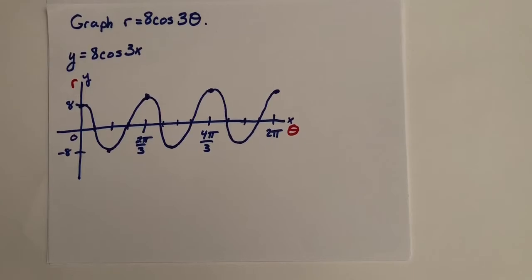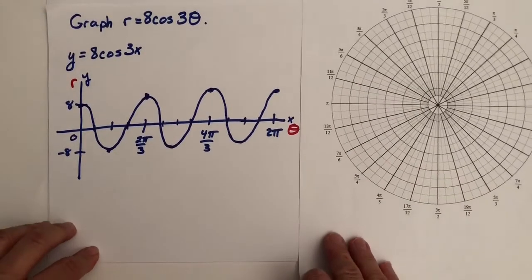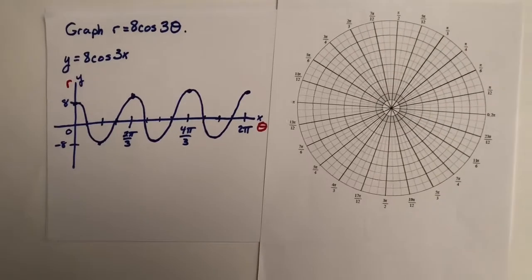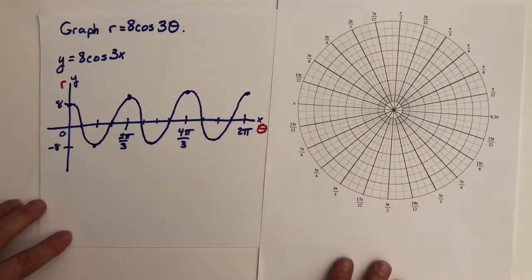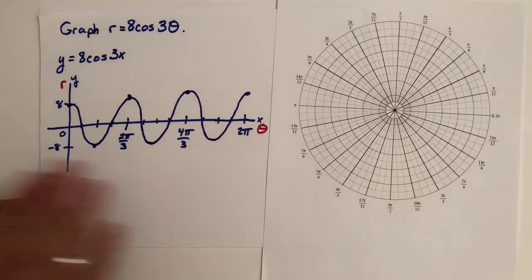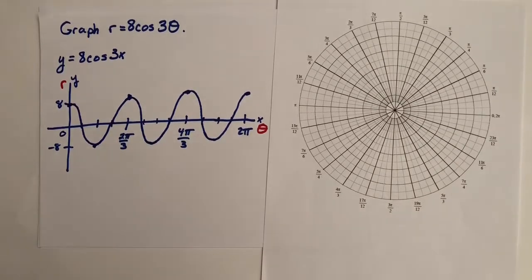So I need a polar grid right here. We'll need to move the camera up just a little bit so we can see it. And we need some key points. Remember, I'm hoping you recognize it as a rose curve, and it's nice to know that it's a rose curve.